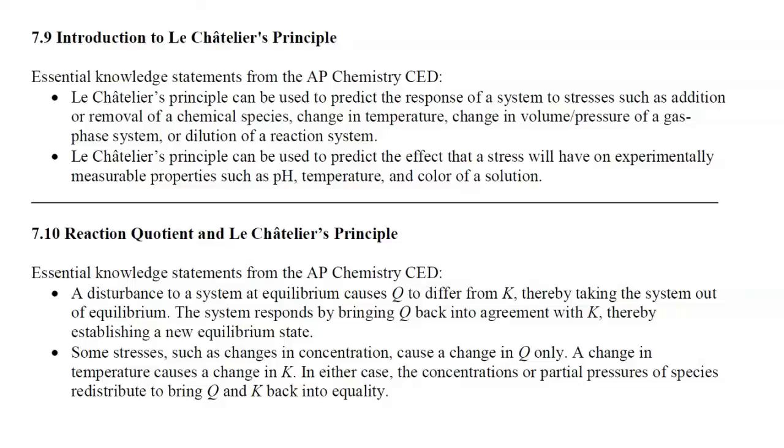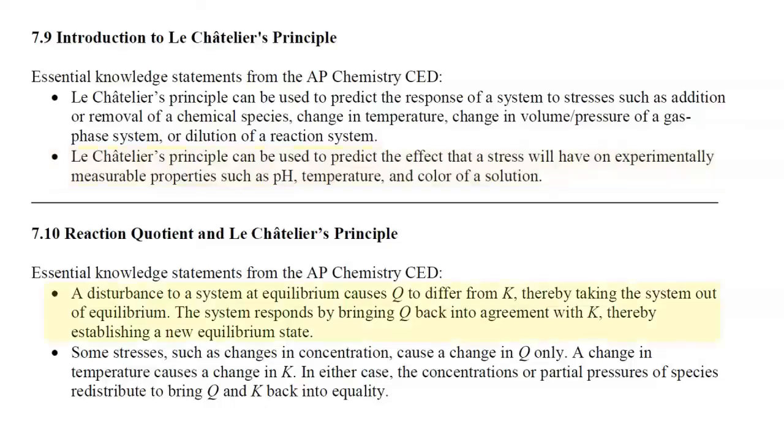Here are the essential knowledge statements from the AP Chemistry course and exam description for these two topics. Le Chatelier's principle can be used to predict the response of a system to stresses, such as addition or removal of a chemical species, change in temperature, change in volume or pressure of a gas phase system, or dilution of a reaction system. Le Chatelier's principle can be used to predict the effect that a stress will have on experimentally measurable properties such as pH, temperature, and color of a solution.